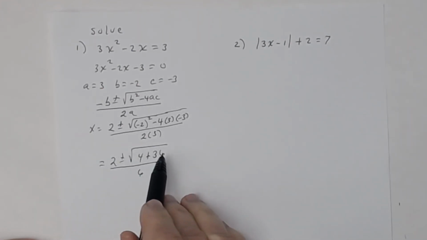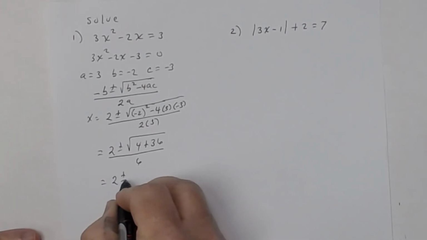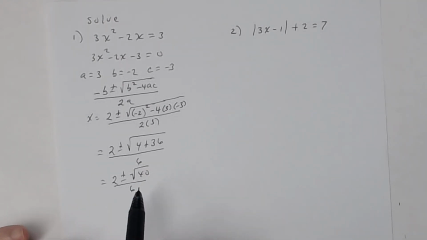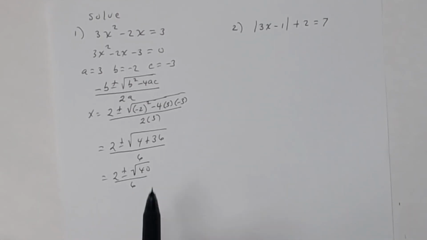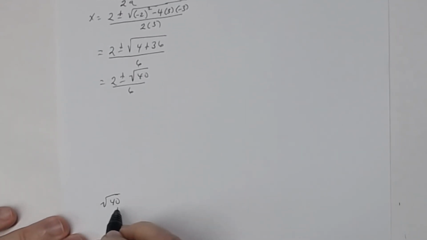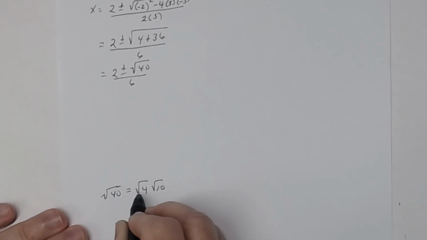Then we're going to add these two numbers here. 4 plus 36 is 40. So I get 2 plus or minus the square root of 40 divided by 6. And then you need to simplify the radicals whenever possible. So let's think about the square root of 40. I'm going to go ahead and write that down here. So the square root of 40, the largest perfect square that goes into 40 is going to be 4. So the square root of 40 can be written as the square root of 4 times the square root of 10. And the square root of 4 is a perfect square.